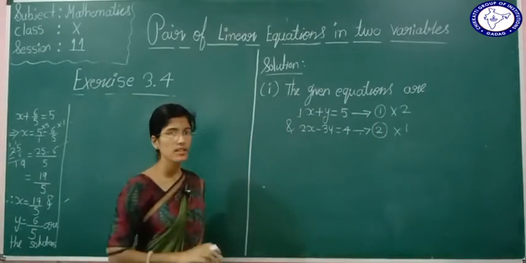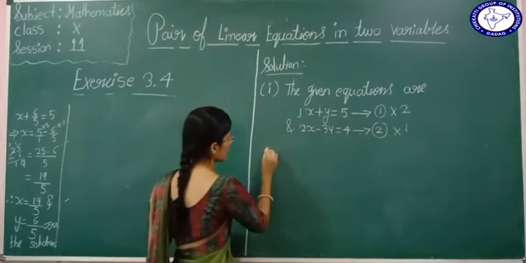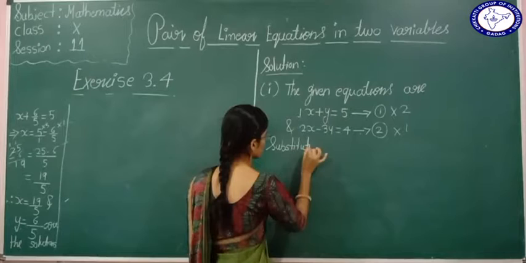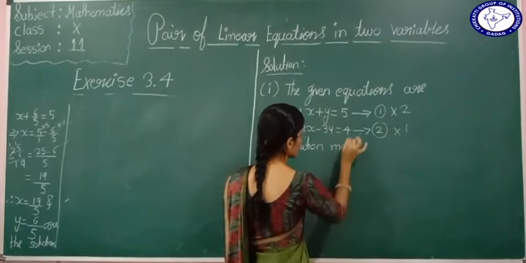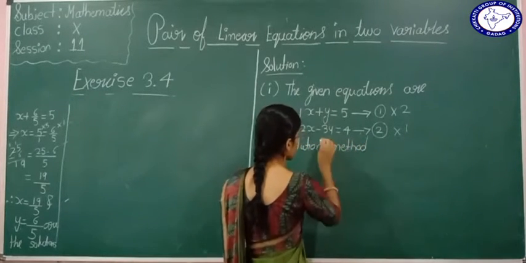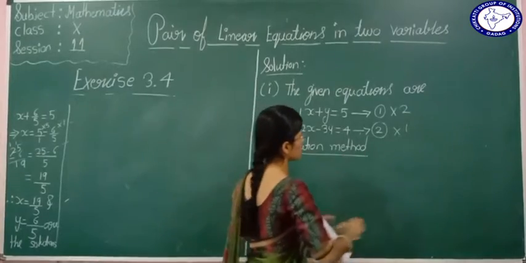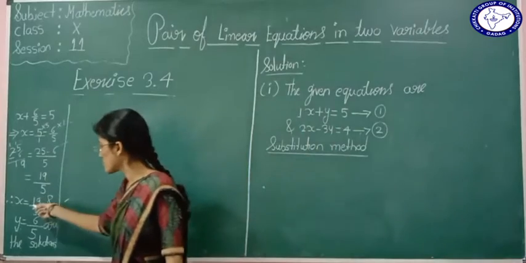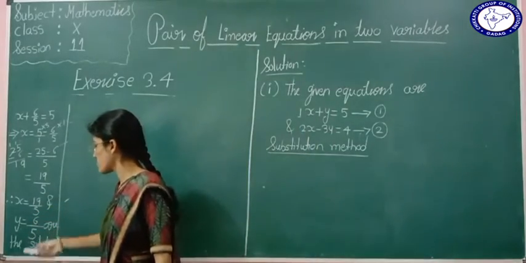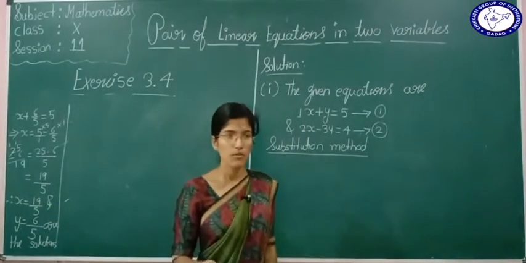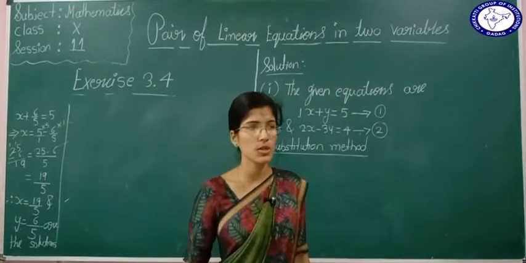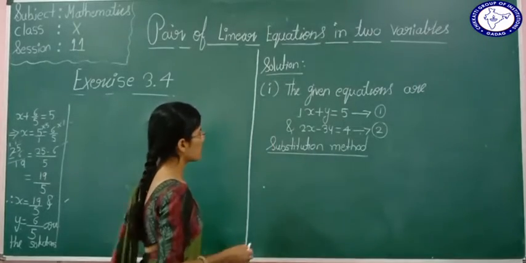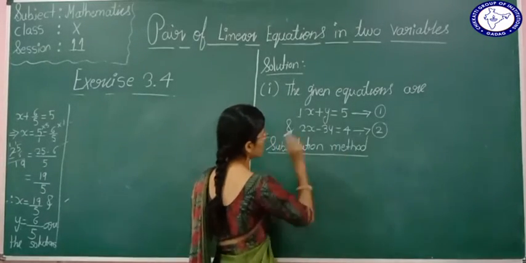So now we are done with elimination method. Now we will see substitution method. They told to do by both methods also. Okay. By elimination method we got x is equal to 19 by 5 and y is equal to 6 by 5. If you do by elimination method or by substitution method, the answer will come same only. Okay. Now see here, by substitution method.